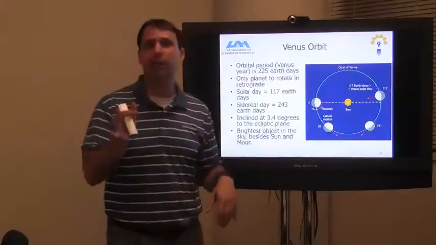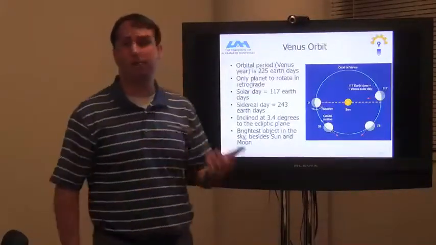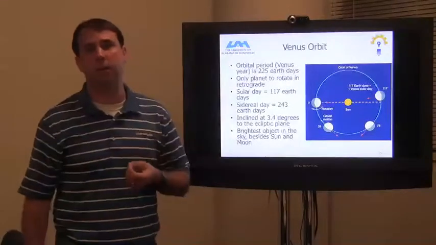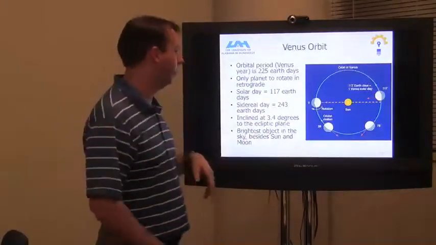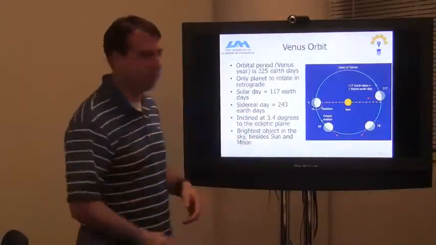But as we've said in class, I think multiple times, it's the brightest object besides the sun and the moon. The brightest object in our sky, you can see it every morning and every evening. It's called the morning star and the evening star.